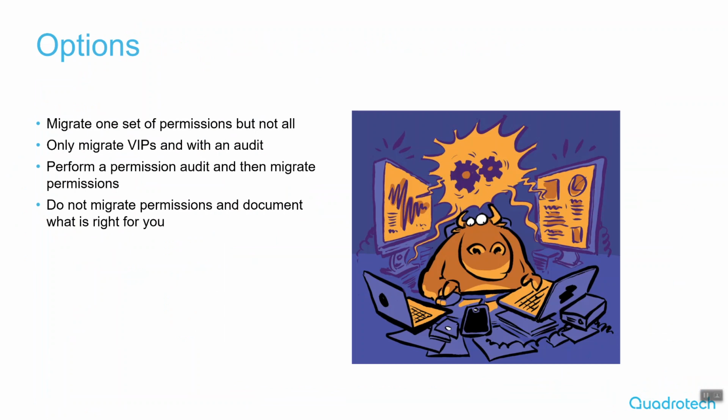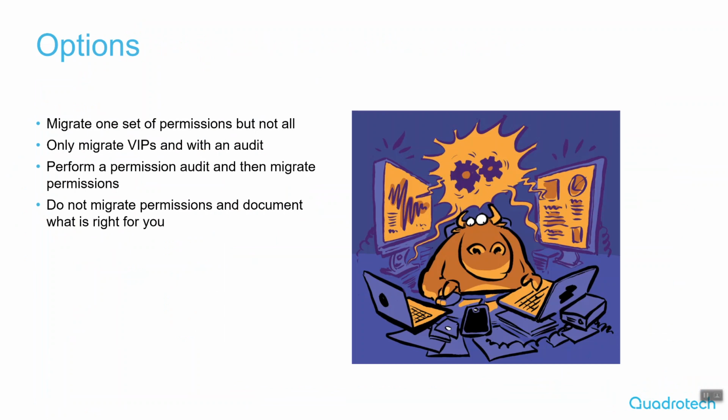Another option is you only do VIPs. You might want to do an audit. So I'm only going to do my top 50 execs in the company, but those are always up to date because we do an audit every 3 months on their permissions. That might be an option, and everybody else has to maintain it after migration, and you give them a good document on how to do it.